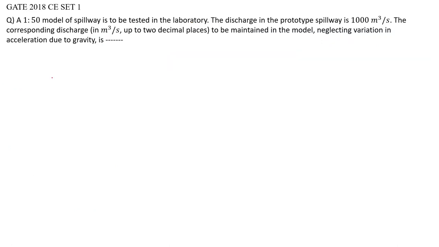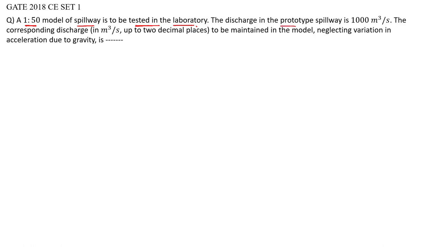This I have taken from GATE 2018 CE set 1. Okay, the question number is 20. So let's read what the question is. A 1 in 50 model of a spillway is to be tested in the laboratory. Okay, I already told you before, before constructing in the field, we tend to build a model of a similar nature and do all the performance tests. So a 1 is to 50 model of a spillway is to be tested in the laboratory.